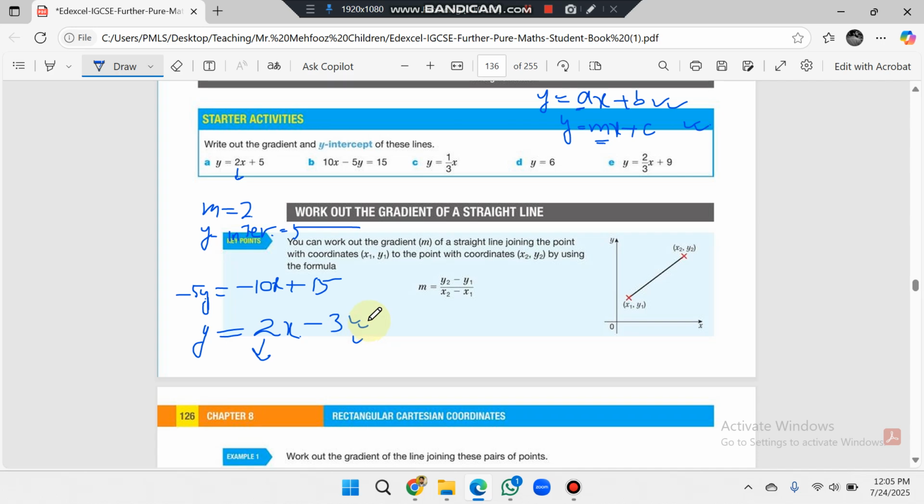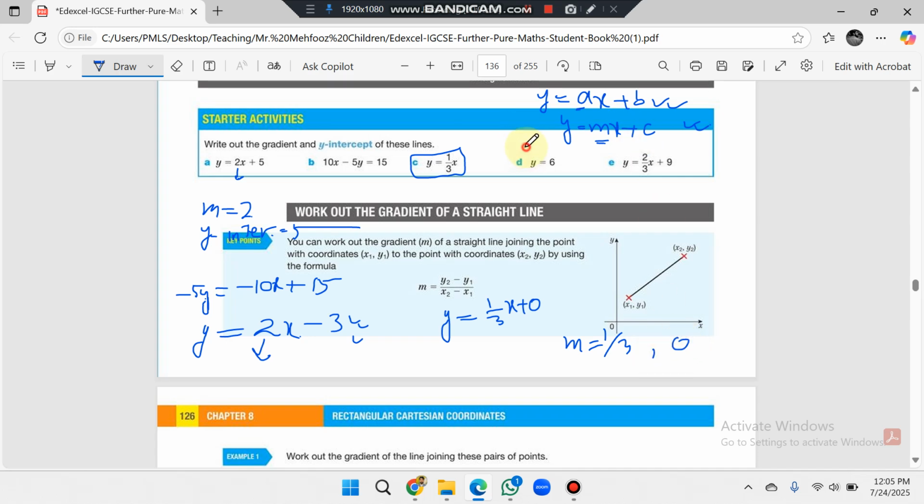So here you can also see that 2 is basically the gradient and 3 is basically the y-intercept of this equation. And in part C, you can see that here we have only the coefficient of x. If we compare it with the general equation, you can see that m equals 1 over 3. But what is the value of the y-intercept? That is 0. So it means that its y-intercept is 0.